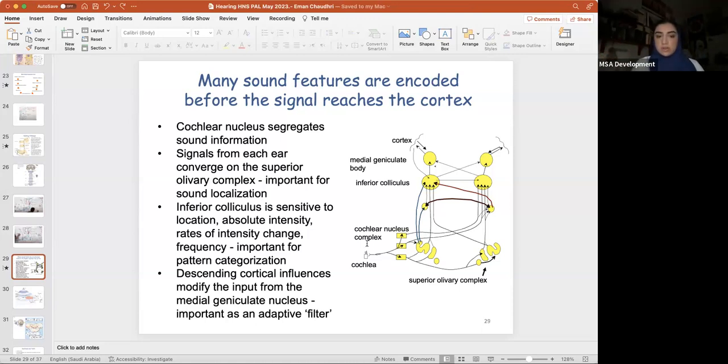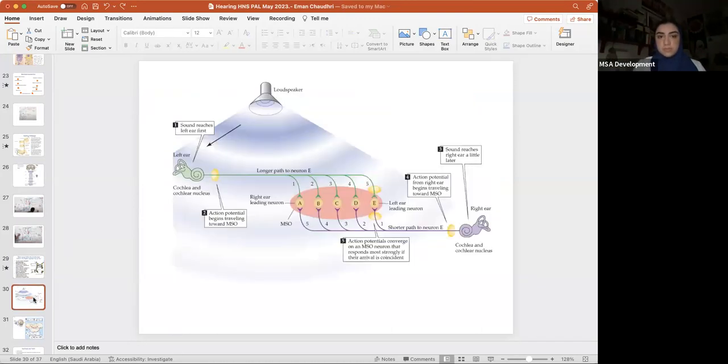So you have descending cortical influences and they modify the input from the medial geniculate nucleus. This is important as an adaptive filter for the noise and for the sound that you're hearing. So remember when we talked about the outer cells, that's basically where the function happens through. So your brain is basically sending that to your inner ear and telling your outer cells, okay, move away from that membrane. It's too much pitch or it's too loud, or we need it for the sake of protection of the hair cells. So that's another way of describing it.